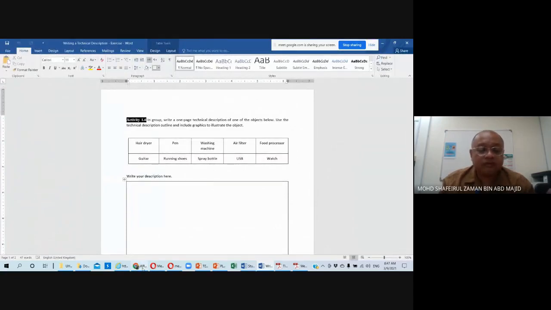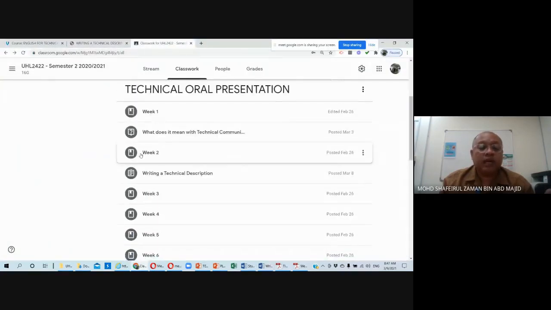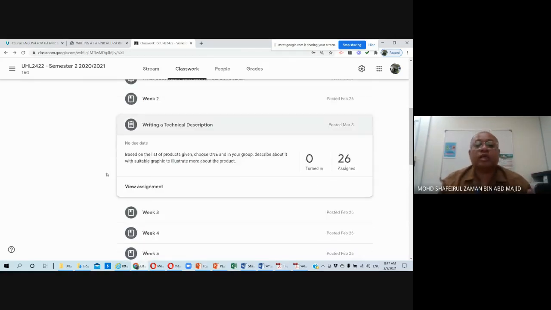Then go to Google Classroom, under week 2. This is week 2, and you have here the activity, writing a technical description. Each group or each pair is required to submit only one work. This is like a preview of what you're going to do for your first assessment. This activity is directing you to the first assessment.